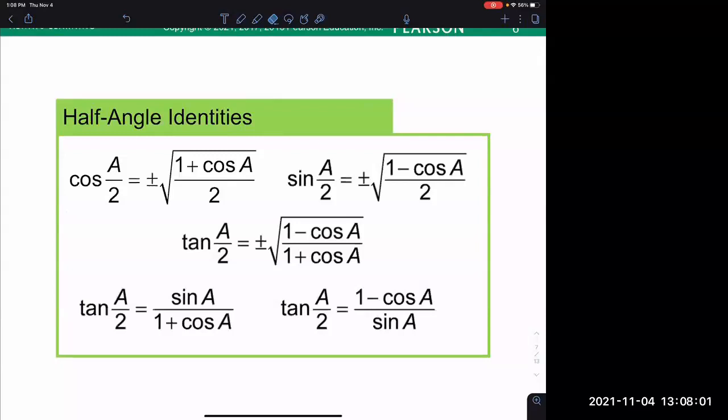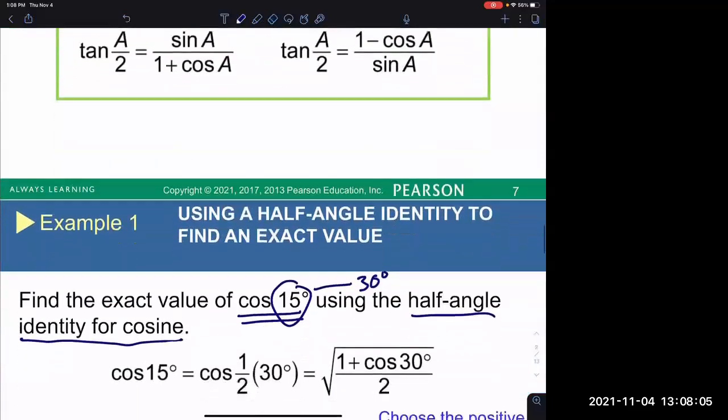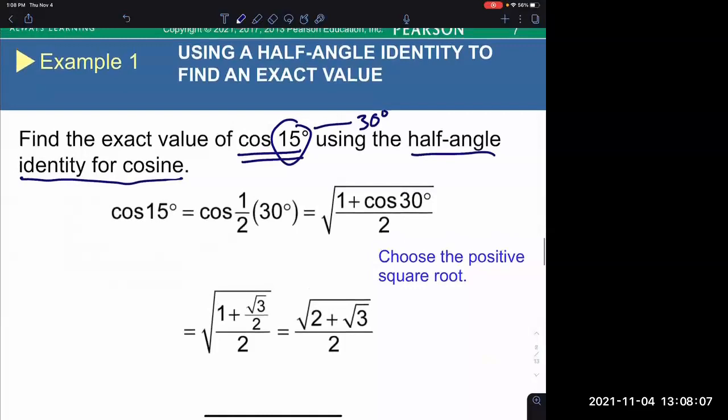Does that make sense? Okay. Yeah. Great questions. All right, so how would we then follow through? We're supposed to get the exact value of this.